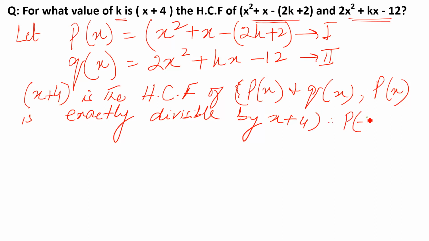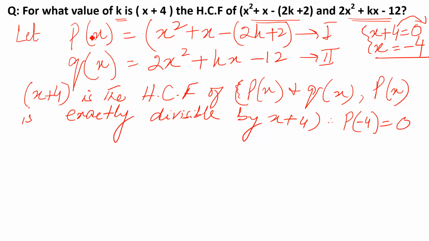Therefore, p of minus 4 equals 0. See, this is x plus 4. Here I will show you. x plus 4 is equal to 0. What is the value of x? If someone asks to find the value of x, we take this 4 to the right hand side of the equation and the sign will change. So x is equal to minus 4. You can do this in rough work or on the side of the question. So as x plus 4 is the HCF of p(x) and q(x), p(x) is exactly divisible by x plus 4. Therefore, p of minus 4 is equal to 0.